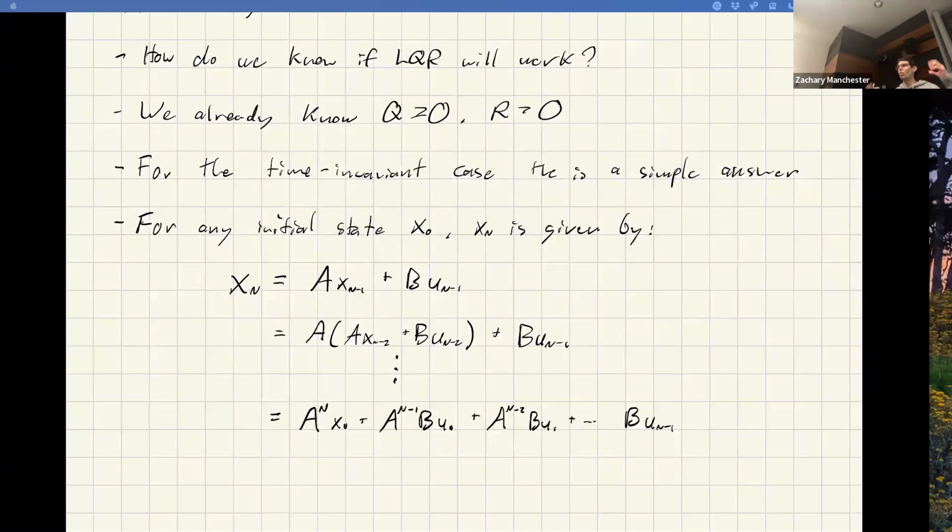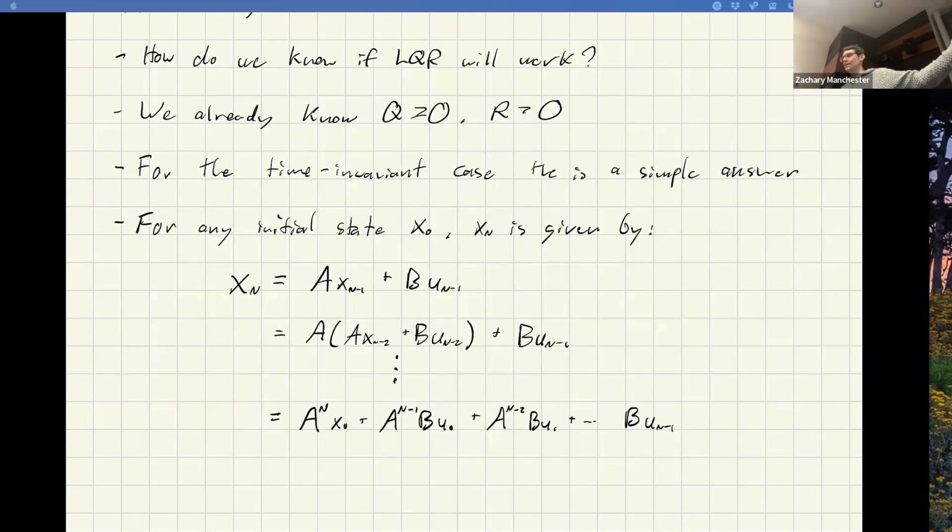Outside the unit circle, bigger than 1. So let's say I do this over like 1,000 time steps. What is A to the n going to do? The n is 1,000. So if A has norm bigger than 1, A to the n is going to blow up. So this is what we mean by ill conditioning. I can't do this over a long horizon if the system is open loop unstable.